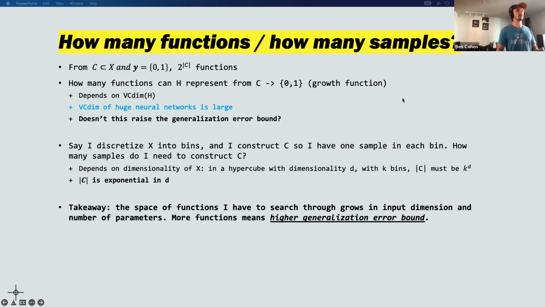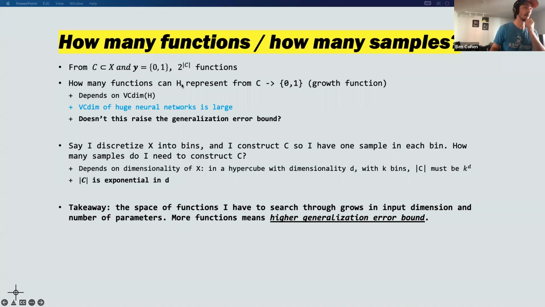Okay, promise, last slide on theory. The way I like to think of this to try and make things concrete is by thinking about how many functions I have to search through or how many samples I need. So if I take some data set C with, let's say, 10 points or whatever, and if the labels are binary, there's going to be 2 to the 10 possible functions between the two. So this is just a general formula to keep in mind.